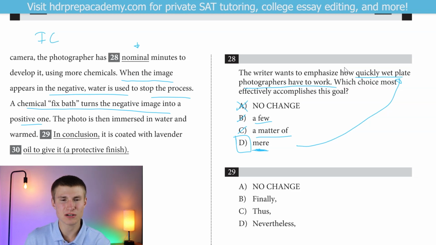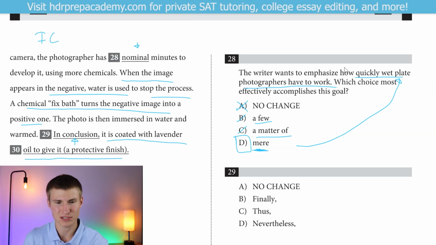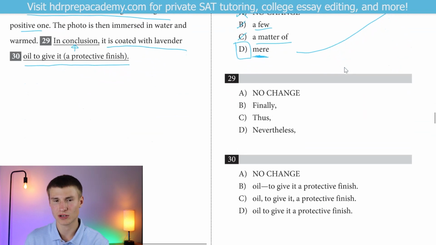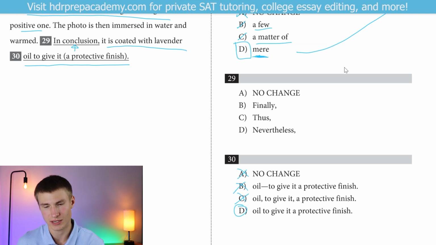All right, then we have when the image appears in the negative, water is used to stop the process. A chemical fixed bath turns the negative image into a positive one. The photo is then immersed in water and warmed. Now we have a transition there. It is coated with lavender oil to give it a protective finish. Okay, we don't need any sort of punctuation in 30. We just want to say oil to give it a protective finish. This is just testing that you know not to toss in random punctuation anywhere.